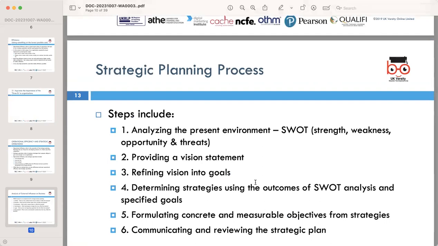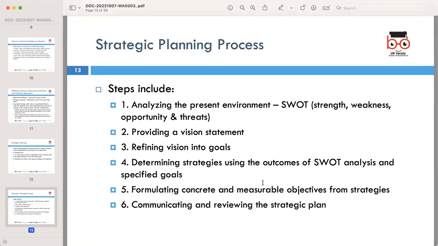The strategic planning process analyzes the present environment by using SWOT analysis, which is strengths, weaknesses, opportunities, and threats, providing a vision statement, then refining the vision into goals, then determining strategies using the outcomes of SWOT analysis and specified goals, formulating concrete and measurable objectives from strategies, communicating and reviewing the strategic plan.